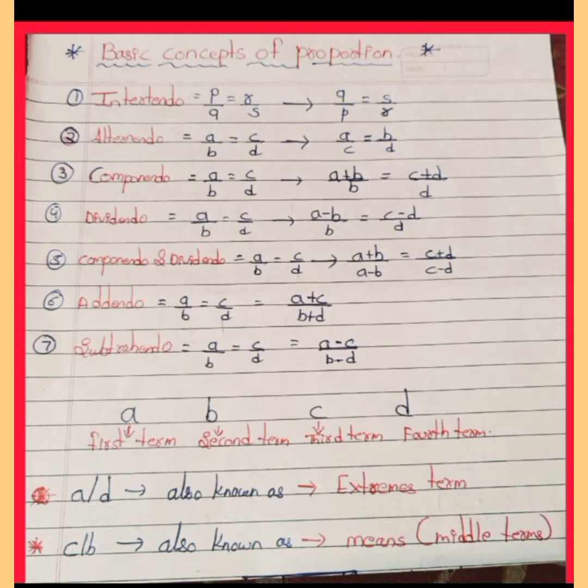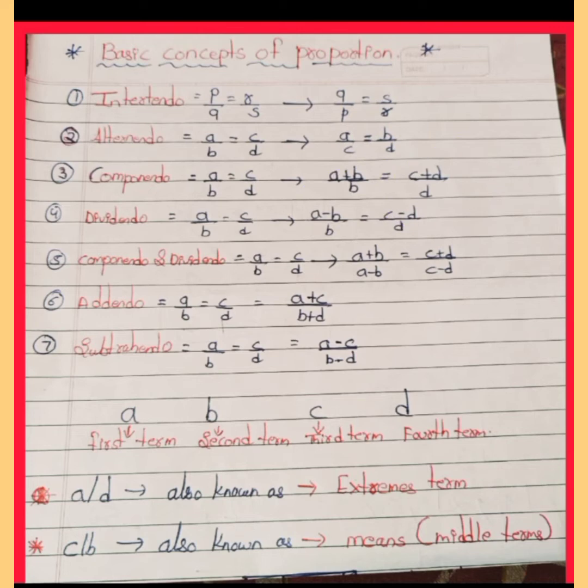Now let's move on to another concept, which is componendo. Here in componendo, there is written A upon B, C upon D. You have to just do compound. It means in componendo you have to just add: A plus B upon B and C plus D upon D. It's too easy.